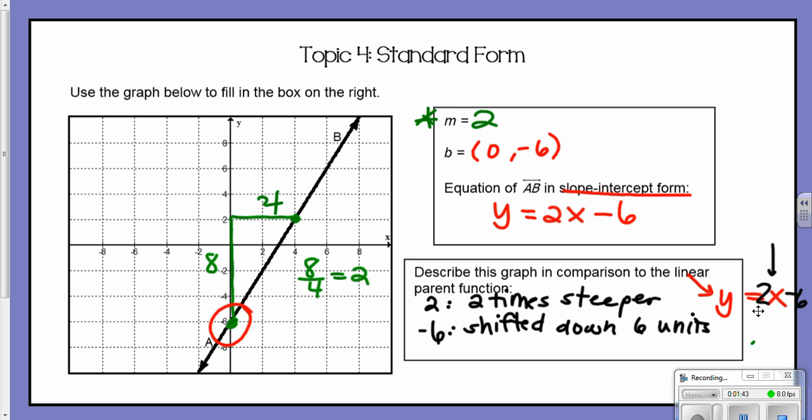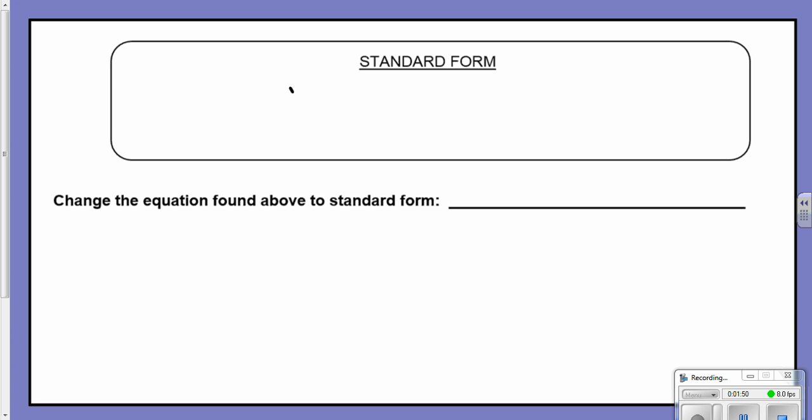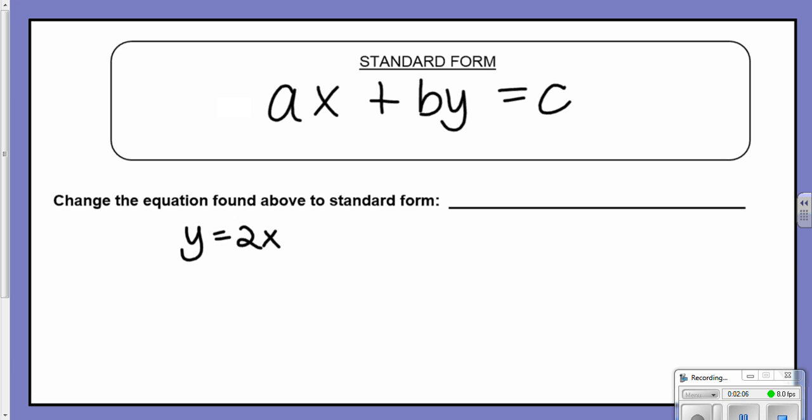So I have this equation y equals 2x minus 6. Let's talk about how we can turn that into standard form. Standard form is ax plus by equals c. Okay, very simple. It's just a form that our equations take. So again, our equation from before, y equals 2x minus 6. If I want to convert that to standard form, that means I need to have the x first and whatever coefficient is with it, right? So I'm going to subtract 2x from both sides. So negative 2x plus y equals negative 6.